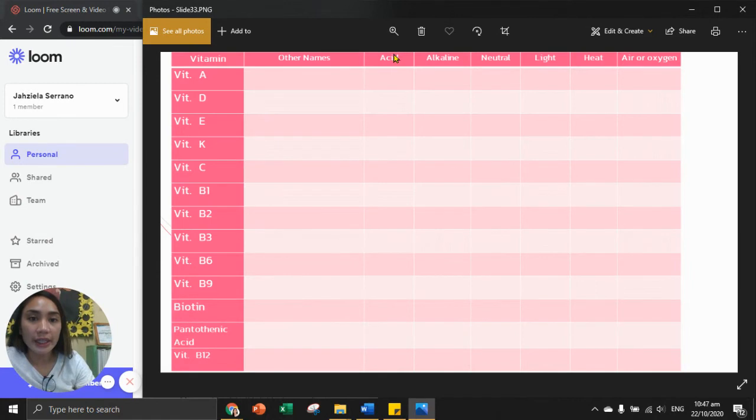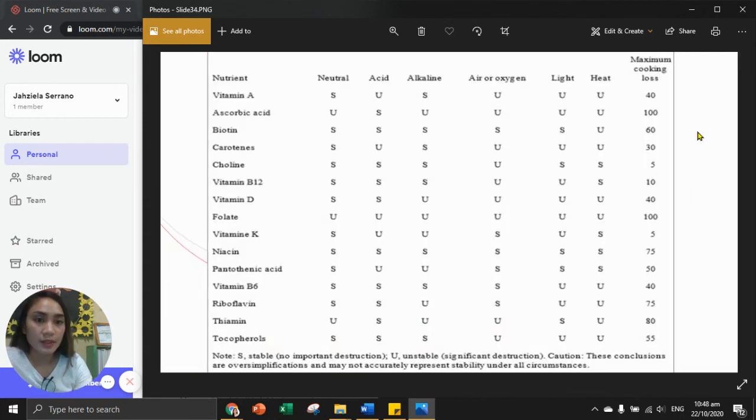So, kung ano yung nagiging reaction niya under acid, alkaline, under neutral, under light reaction, heat, and air and oxygen. So, I think yung tinutukoy nila with light is radiation, no? And then heat, maybe this is upon increase in temperature. Okay. So, this should be your answer.